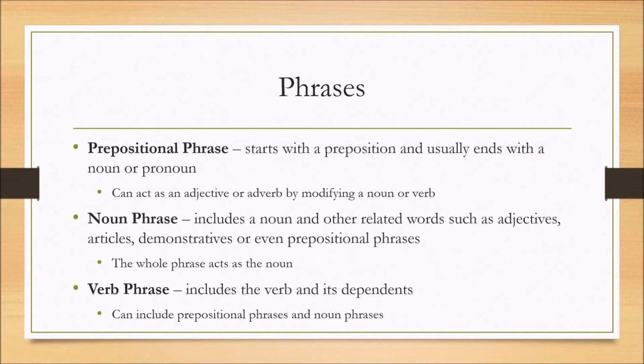A noun phrase includes a noun and other related words, such as adjectives, articles, demonstratives, or even prepositional phrases. An example would be, the pretty girl. The is an article, pretty is an adjective, and girl is a noun, and altogether this acts as the noun in the sentence. The verb phrase includes a verb and its dependents. This can have anything including prepositional phrases and noun phrases as long as it has the verb in it.